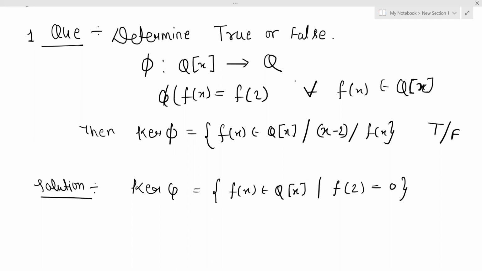So how will you claim that x minus 2 is a factor of f(x), for any f(x) in kernel phi? Then how will you say x minus 2 is its factor? 2 is a root, right? So x minus 2 is a factor. That's why x minus 2 divides f(x), right? So I hope it is clear. Should I write it?